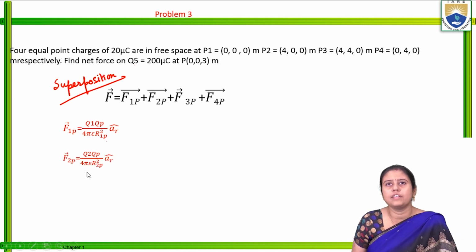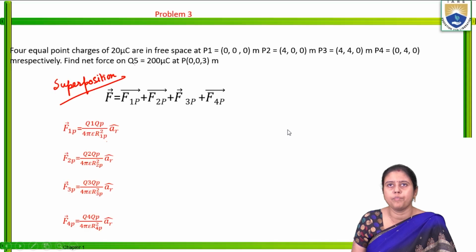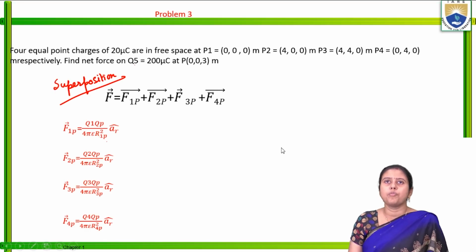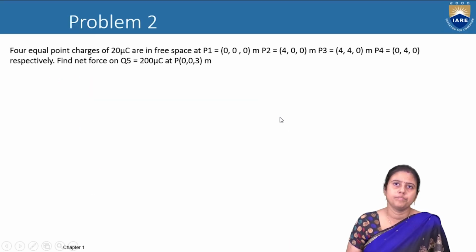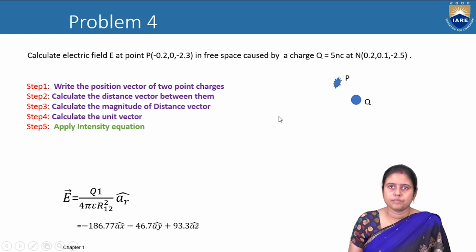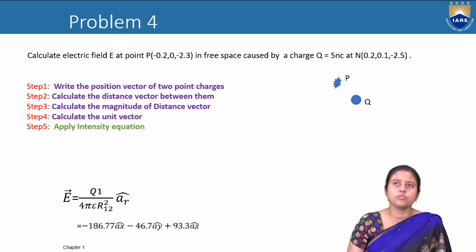Next we can calculate the F2P similarly with respect to the second point, F3P and F4P. So if we add these four forces, we can get the total force. This is known as the superposition theorem. Next we are moving to problem 4.